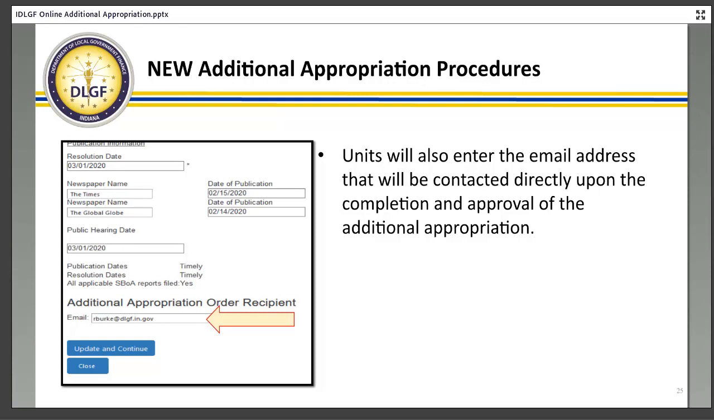Okay. The second place where we think we're going to be able to save some time is the box that's highlighted below, where you will be entering which email address you want the additional appropriation response sent to.